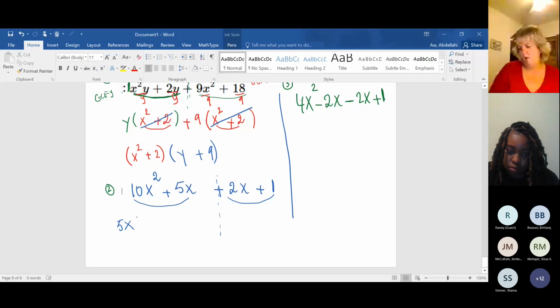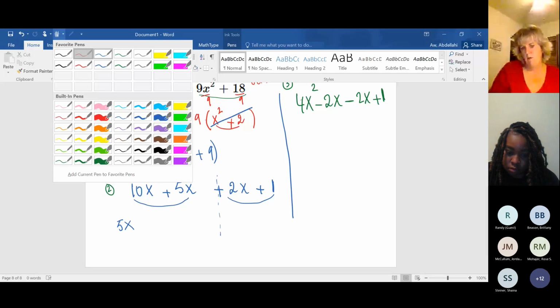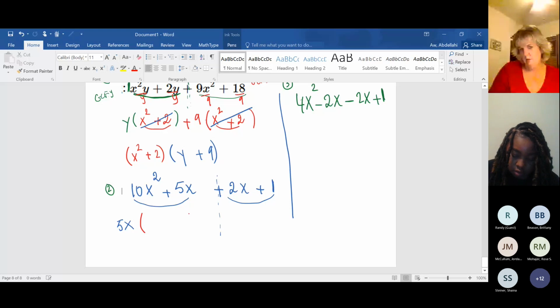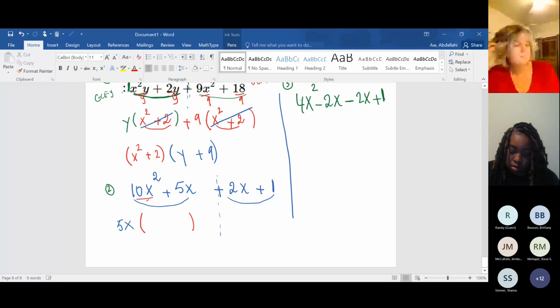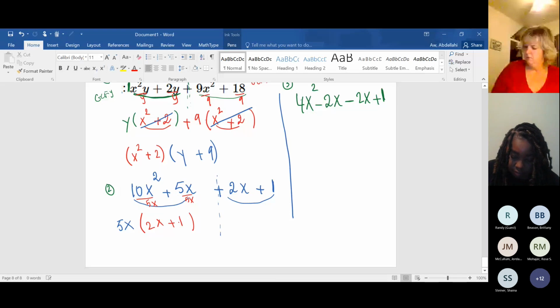I'm gonna let you tell me what remains here when you put the 5x out. 2x plus how much? 1. Plus 1. Thank you. That is absolutely right. You divide by 5x. You divide by 5x. So you get 2x plus 1. Okay?